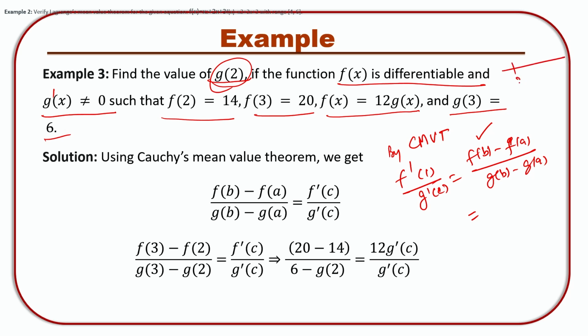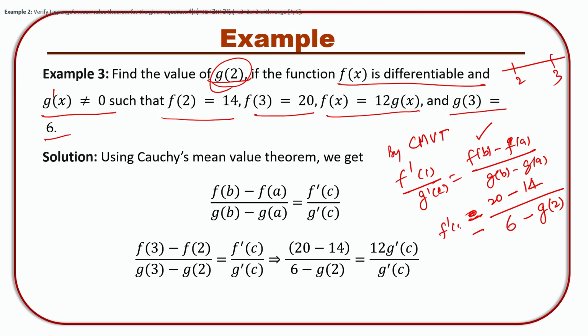So I am considering 2 and 3 as an interval. So f of b is 20, minus f of a equal to 14, divided by g of b. g of b is given, g of 3 equal to 6, minus 12 into g of x here, right? So that is equal to g of 2, and this is equal to f dash of c.